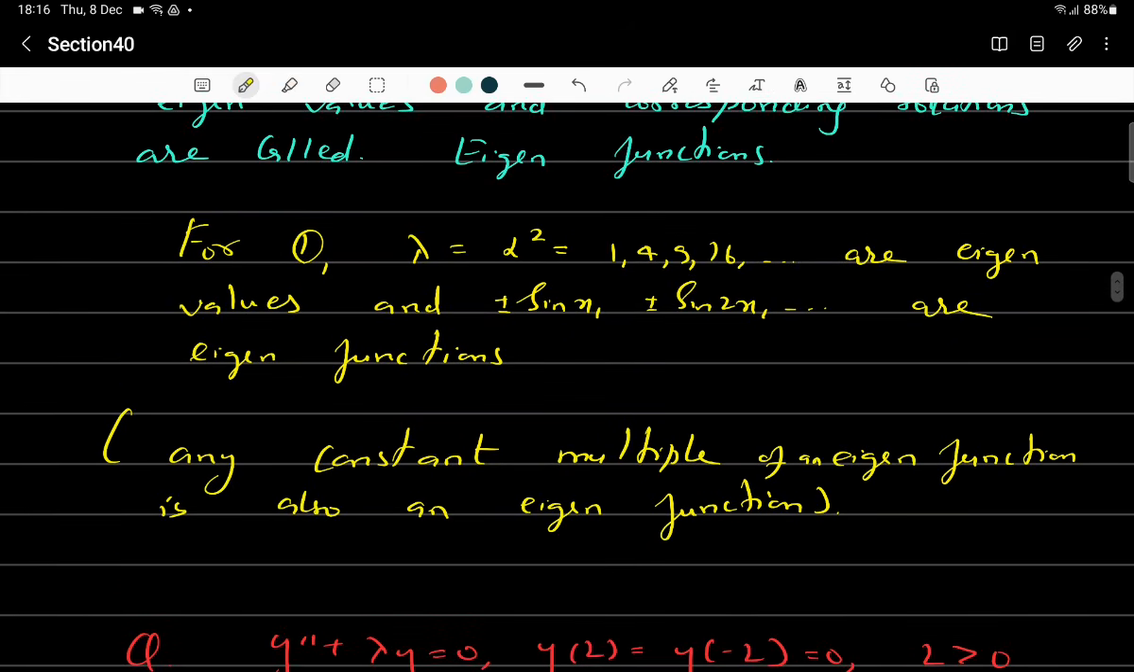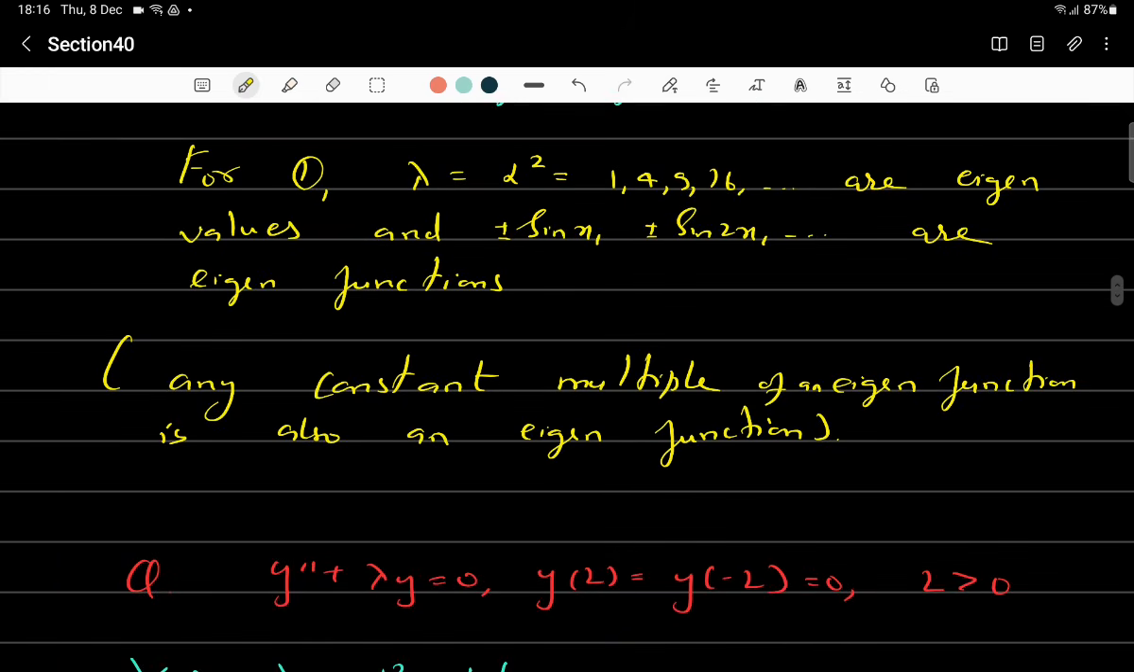If I substitute the value of alpha, then this would become the eigenfunctions. So the eigenfunctions would be sin x, sin 2x and so on. And clearly a constant multiple of an eigenfunction is also an eigenfunction, because it would remain a solution. That's why we are not writing it as c2 sin x or c2 sin 2x and so on.